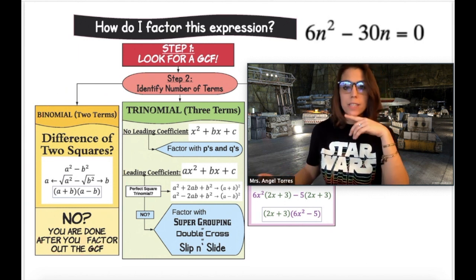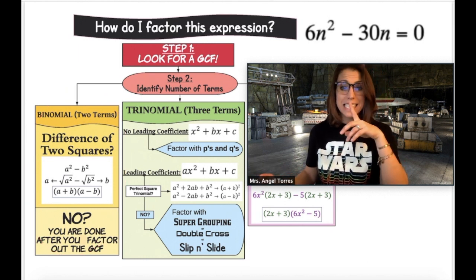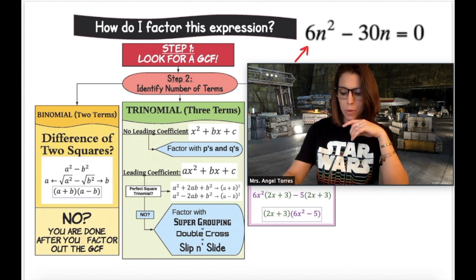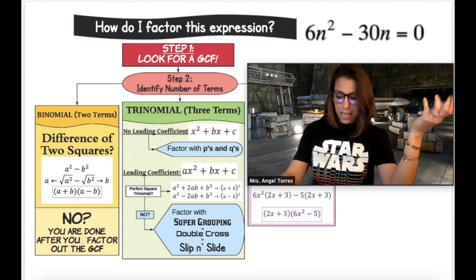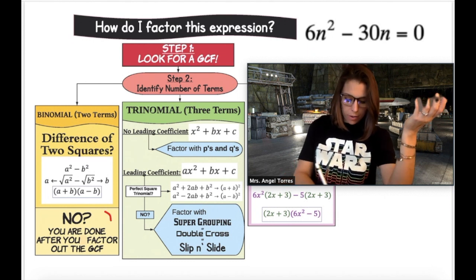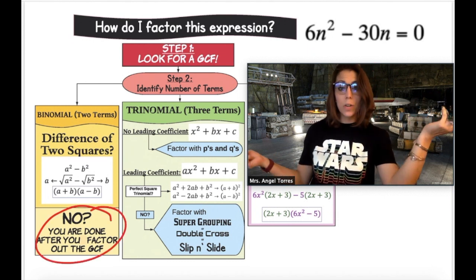Is this a difference of two squares? Well, it is a difference, but 6n squared is not a perfect square, and neither is 30n. So that just means we're going to factor out the GCF, and then we're done. That seems simple enough. So here we go.